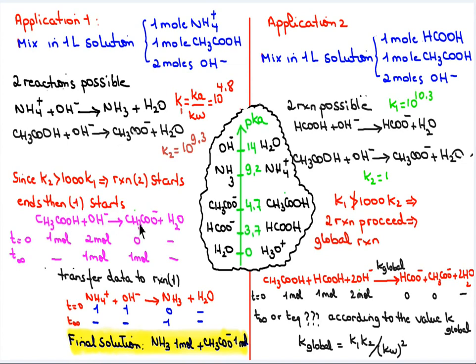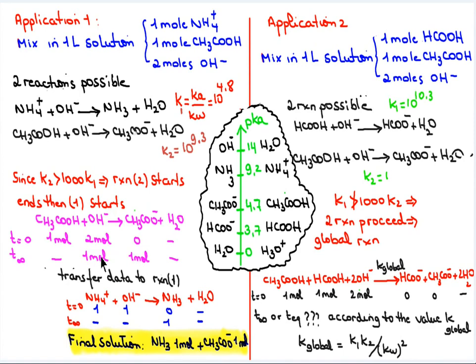CH3COOH plus OH minus gives CH3COO minus plus H2O. At t equals 0, we have 1 mole, 2 moles, 0. This reaction tends to infinity since the value of K2 is very high, so this reaction is practically complete. From 2 moles of OH minus, 1 mole disappears, so we have 1 mole at t equals infinity, and we have 1 mole of CH3COO minus.